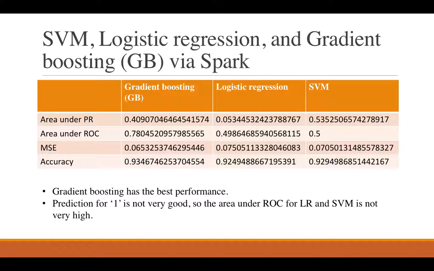The results of SVM, logistic regression, and gradient boosting in Spark are shown as follows. I used binary classification metrics to calculate area under PR and area under ROC. I also computed the MSE and accuracy rate for these 3 models. As can be seen, gradient boosting has the best performance, and predictions for 1 are not very good. So the area under ROC for logistic regression and SVM is not very high.